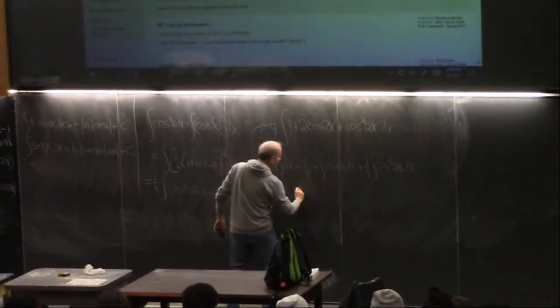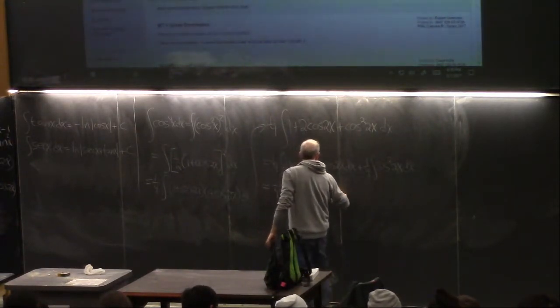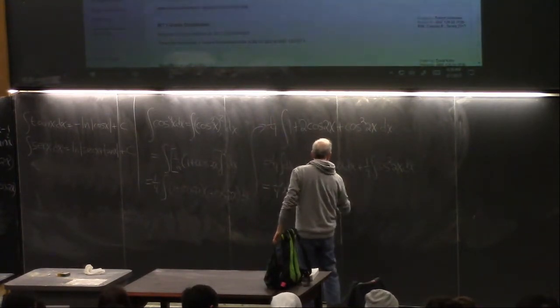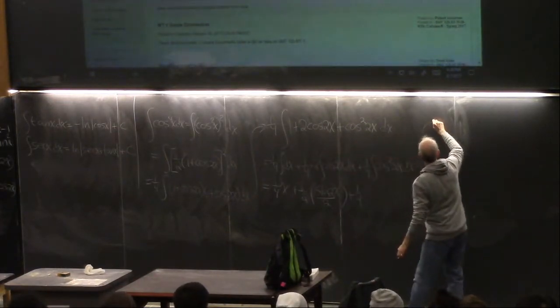Right, this is going to require another substitution. So let's just do this integral. This is 1/4 x. That one's done. 2 times a quarter is a half. And that's sine 2x over 2. All right, so let's do this one now.